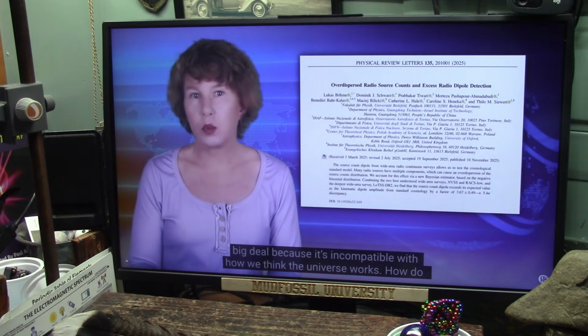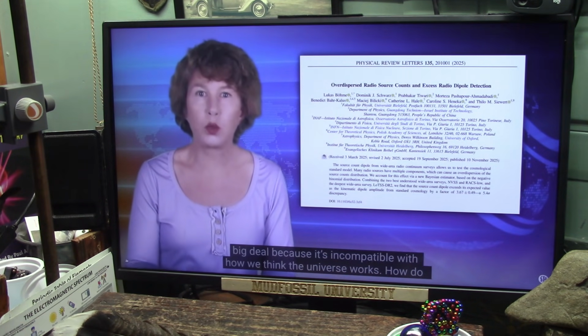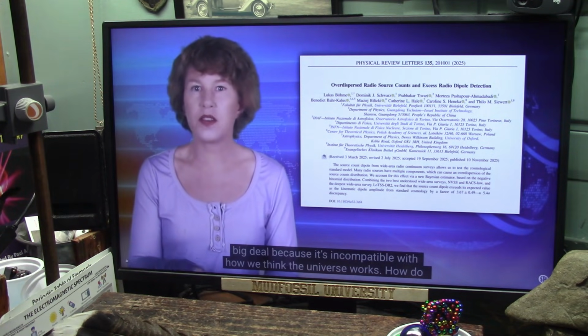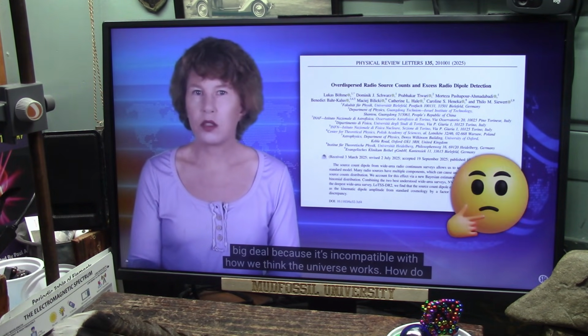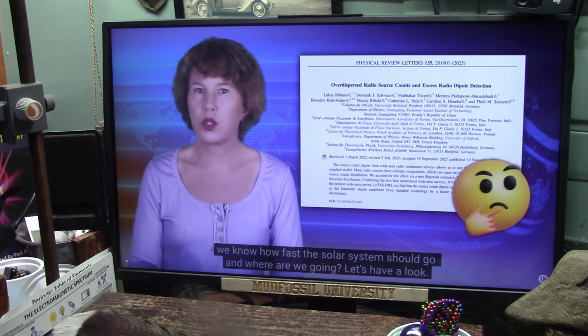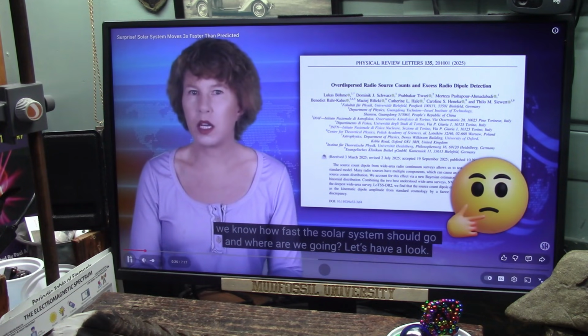Our solar system is going 3 times faster than it should. 1,000 kilometers per second faster than what the textbooks say. That's what a recent data analysis found. And it's a big deal because it's incompatible with how we think the universe works. How do we know how fast the solar system should go? And where are we going?